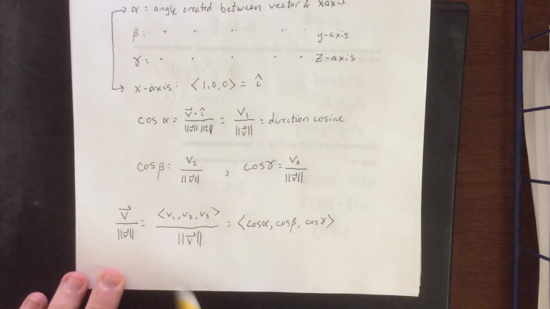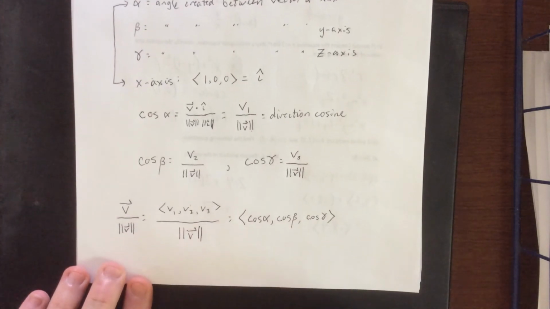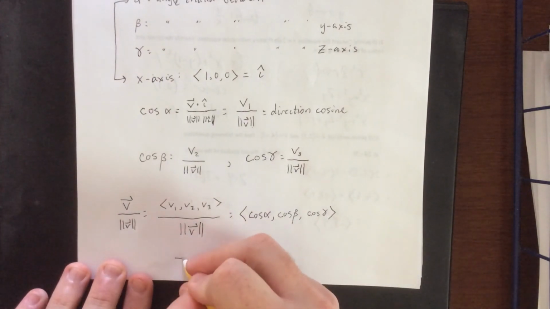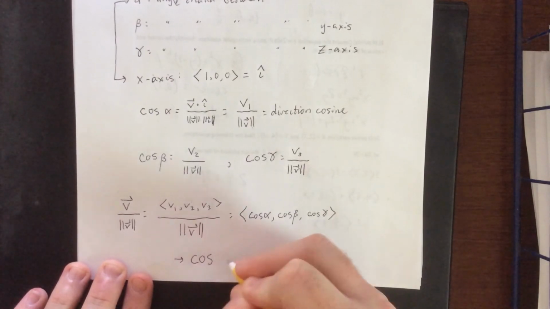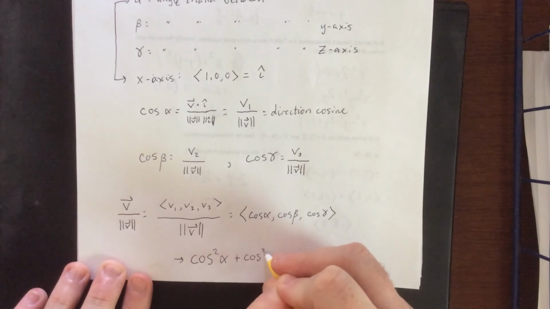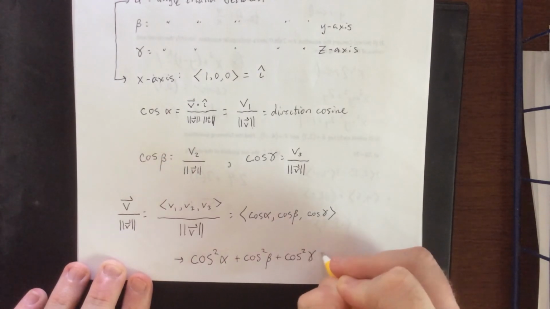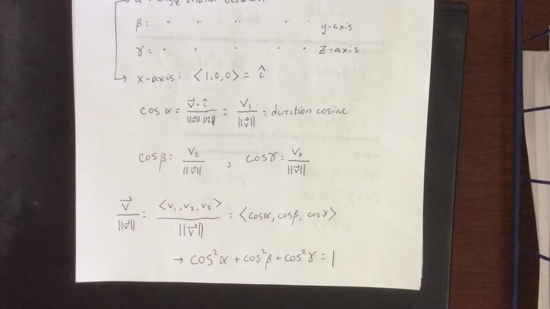Now, because we know this to be a unit vector, we know that the sum of the squares of the three components should be equal to 1. That's the definition of a unit vector, which brings forth this very interesting identity that the cosine squared of alpha plus the cosine squared of beta plus the cosine squared of gamma is equal to 1.